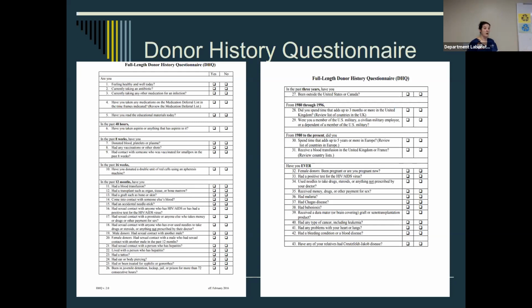Malaria through blood. All right. And then from 1980 to 1996, did you spend time that adds up to 3 months or more in the UK? Does anybody know what that might be referring to? Yes, Creutzfeldt-Jakob, mad cow disease. All right, so if you traveled that area in this time frame, or if you've ever had pituitary gland injections or derived products from pituitary glands, that puts you at a higher risk for mad cow disease, Creutzfeldt-Jakob.